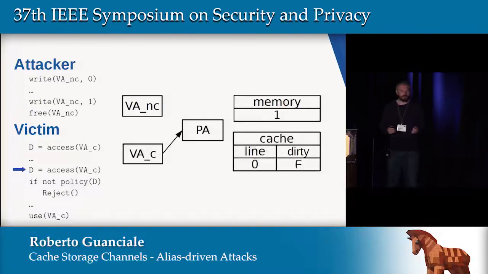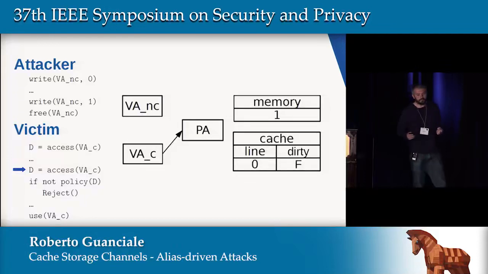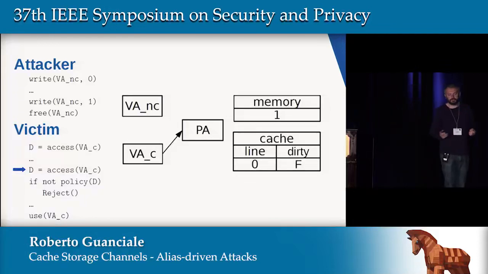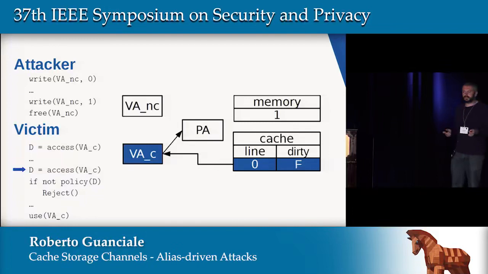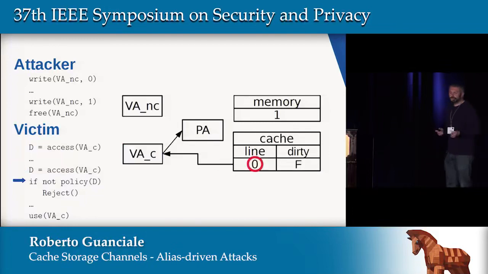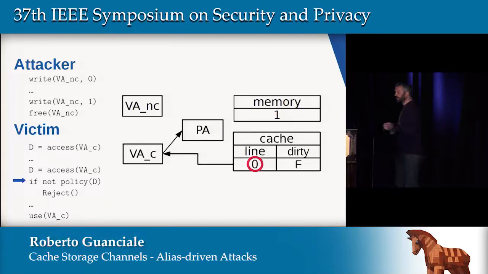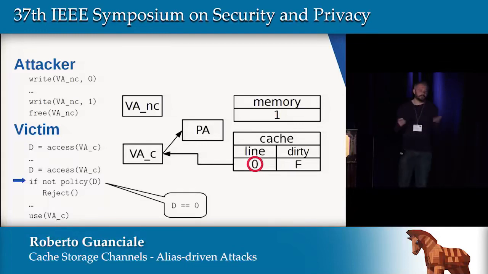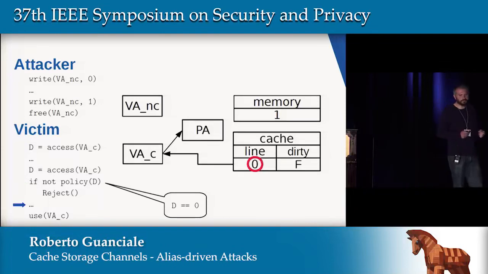So the victim now checks the request. It reads the request using the cacheable alias, so it accesses the cache. It basically reads 0. It checks this request, this value, against the security policy. Let's say that the policy is that the value must be 0. In this case, the policy is satisfied. The request is accepted and not rejected.